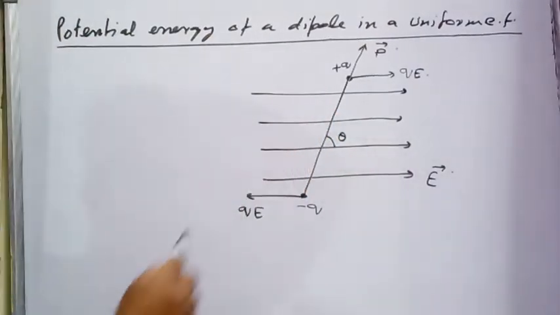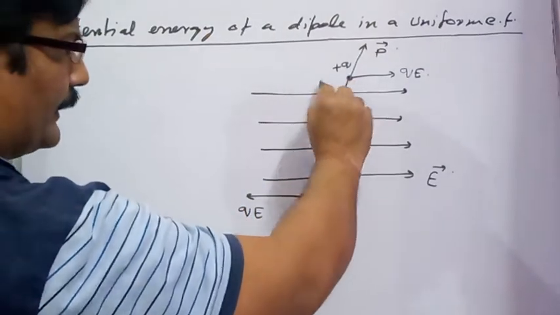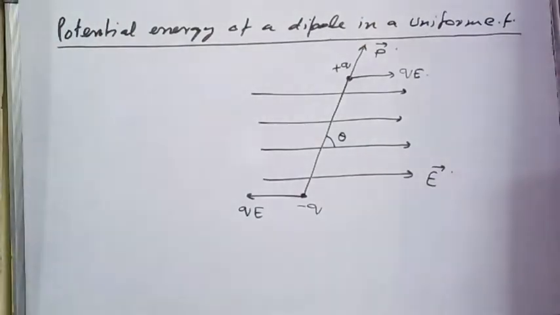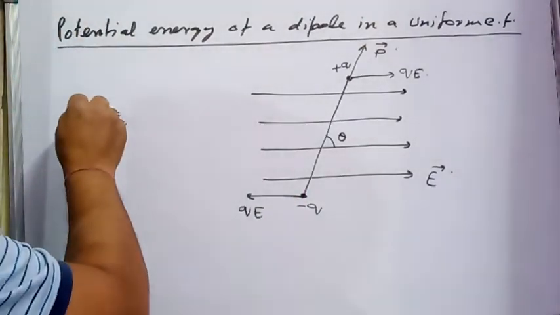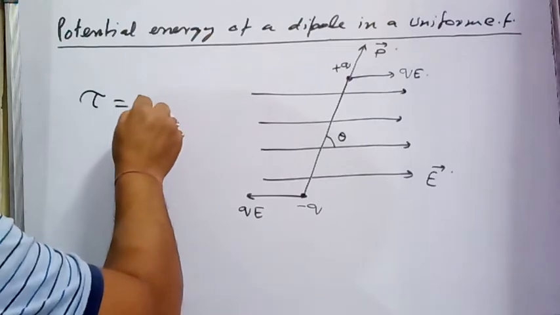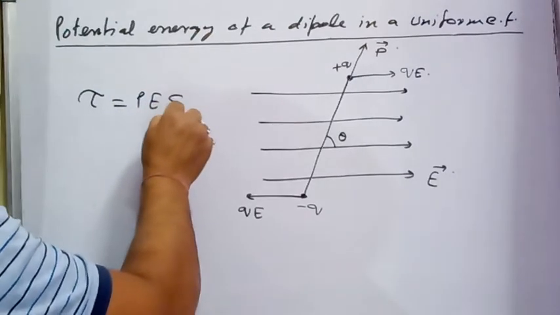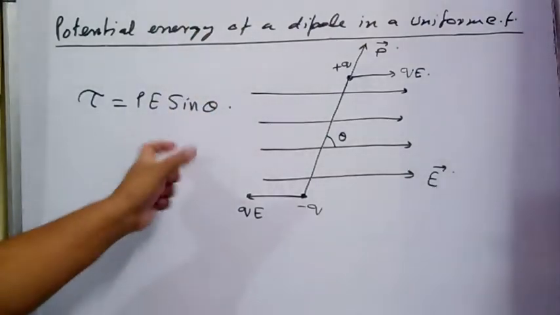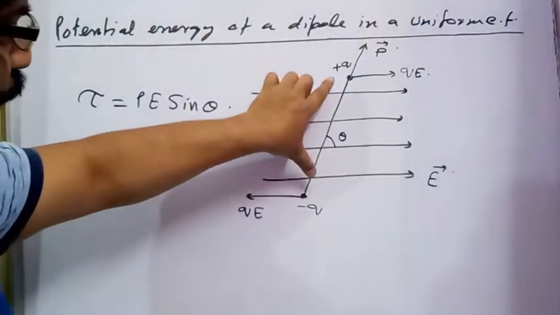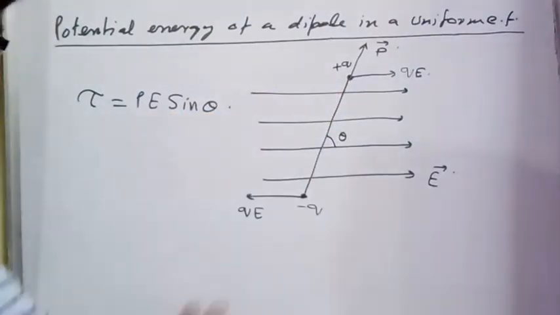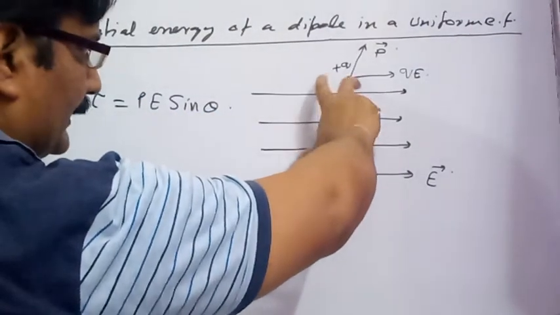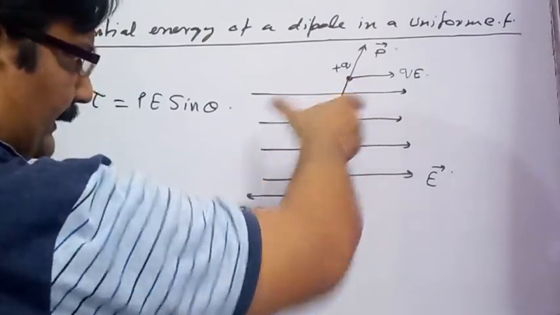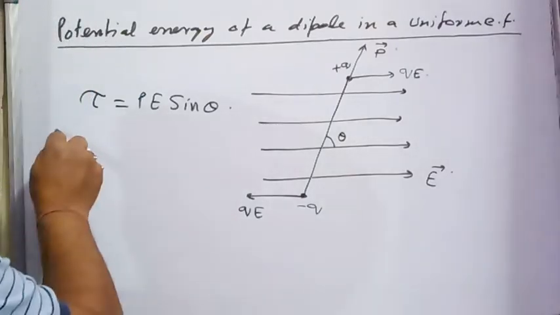Suppose in this orientation, what can be the value of torque acting on the dipole? We have already studied in the first chapter of electrostatics that the torque acting on the dipole, tau, can be given as P into E sin theta. Now suppose this dipole is to be rotated against the existing torque. The torque is trying to rotate the dipole in the direction of the electric field, suppose clockwise direction. Then what can be the work done?